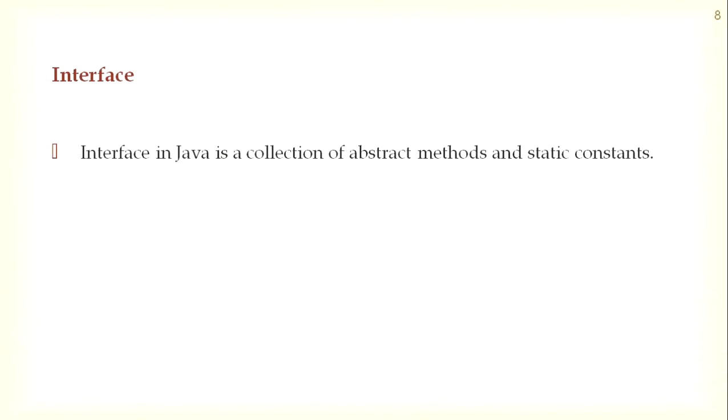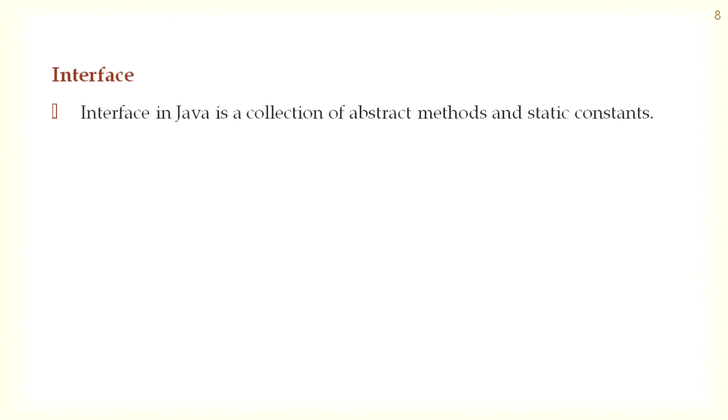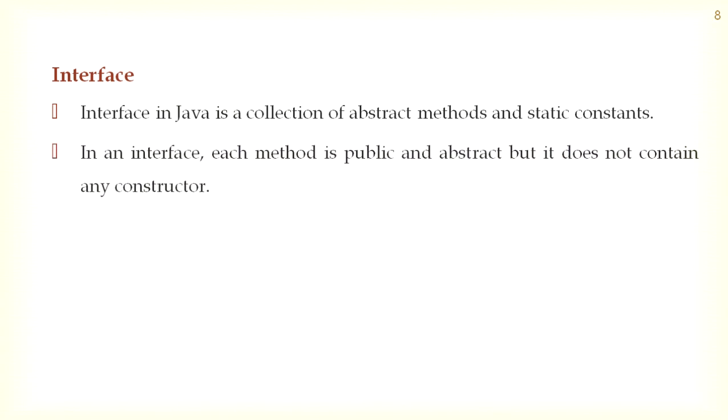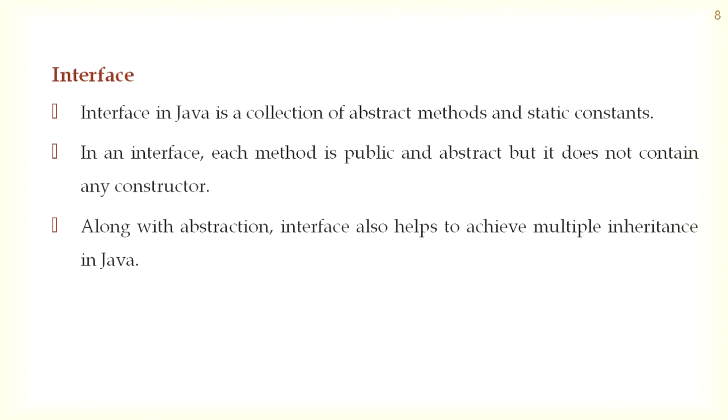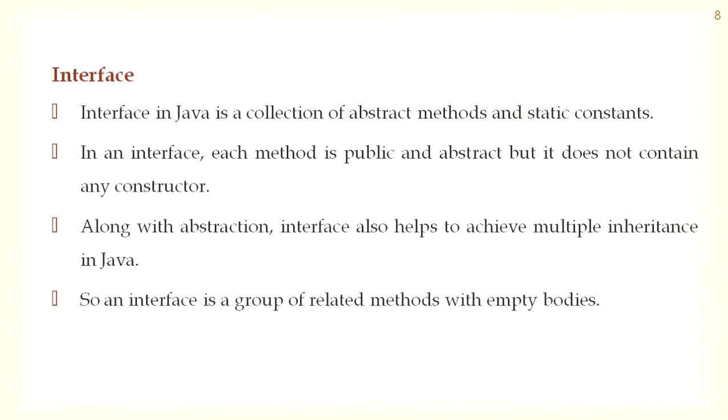Interface. What is an interface? An interface in Java is a collection of abstract methods and static constants. In an interface, each method is public and abstract, but it does not contain any constructor. Along with abstraction, an interface also helps to achieve multiple inheritance in Java. So, an interface is a group of related methods with empty bodies.